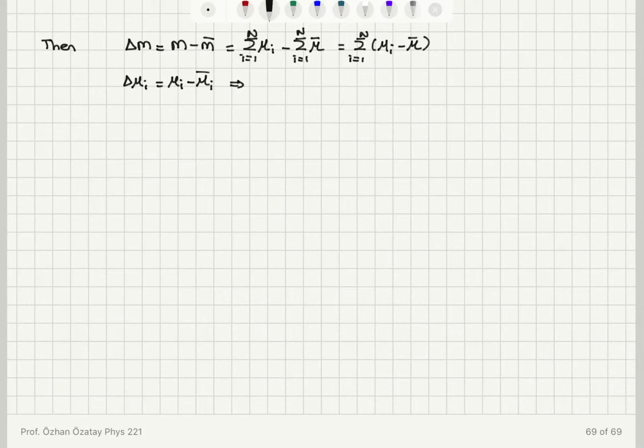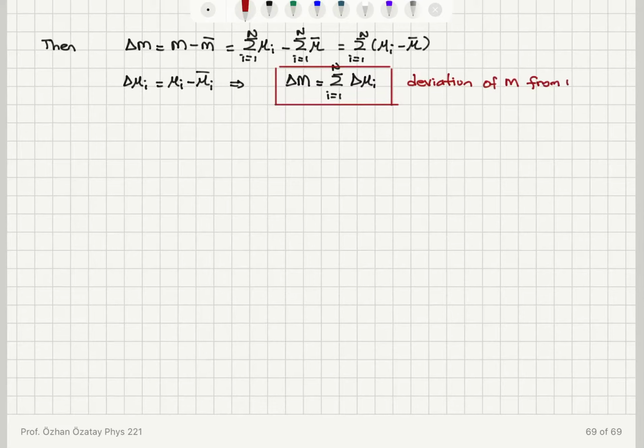So I'm going to get the deviation of the total magnetic moment from its mean value is given by the summation I equals 1 to n of the deviation of the ith magnetic moment from its mean value. So this is what I will obtain, and so therefore I know the deviation of M from its mean value M bar.